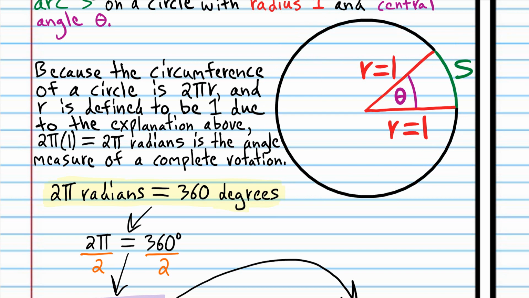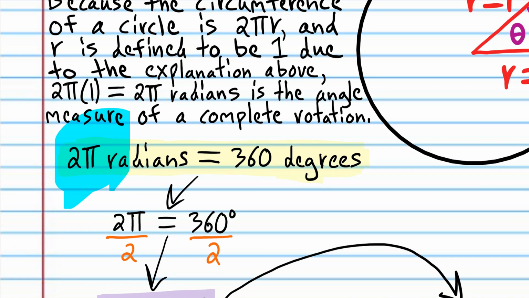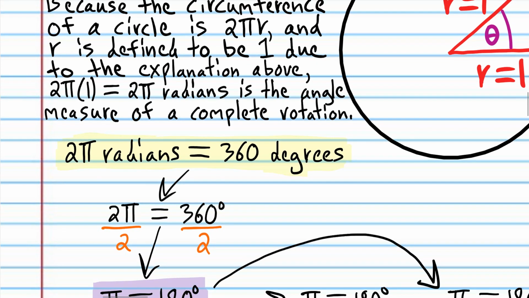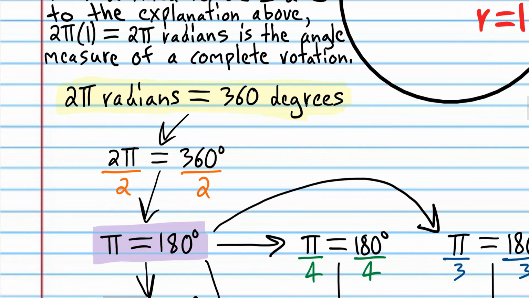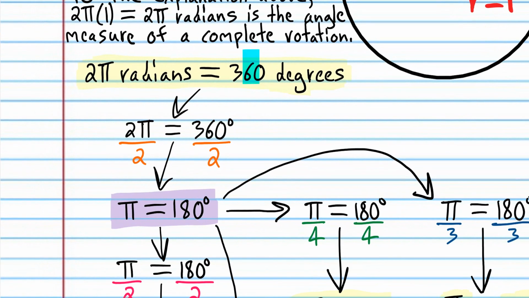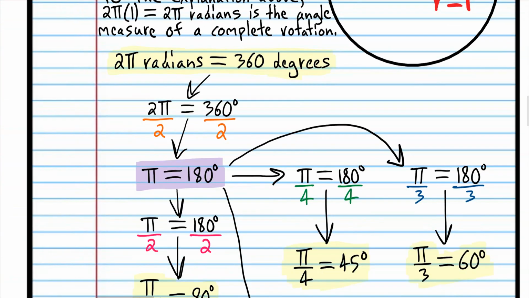And because r is always defined to be 1 when you're working with radian measure, that means that 2 pi radians is equivalent to 360 degrees. 2 pi radians is one complete rotation. That's the measure of one complete rotation in radian units. Now, if you divide both sides of this equation by 2, then you get a simpler relation. We see that pi is equal to 180 degrees.